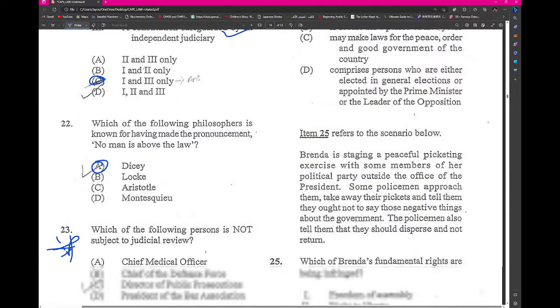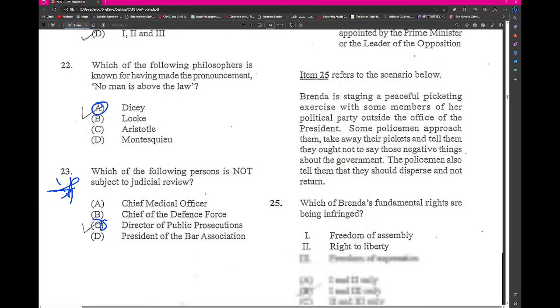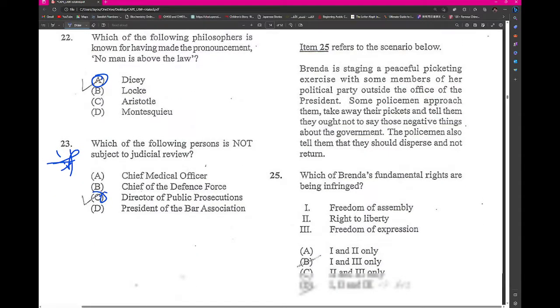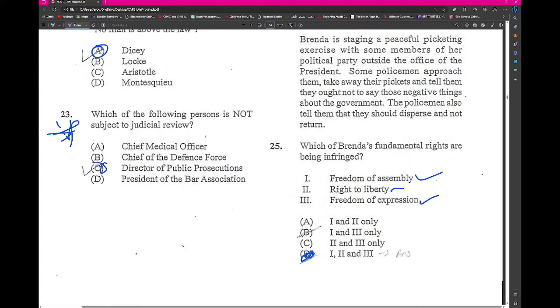Brenda is staging a peaceful protest, right? So I think this question is really speaking about whether or not we'll see different rights infringed. They disperse the crowd and take away the pickets, telling them to disperse. So the fundamental rights infringed upon are freedom of assembly, freedom of liberty, and freedom of expression. I believe so.